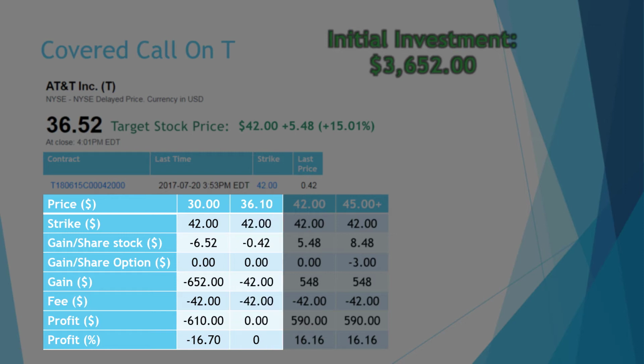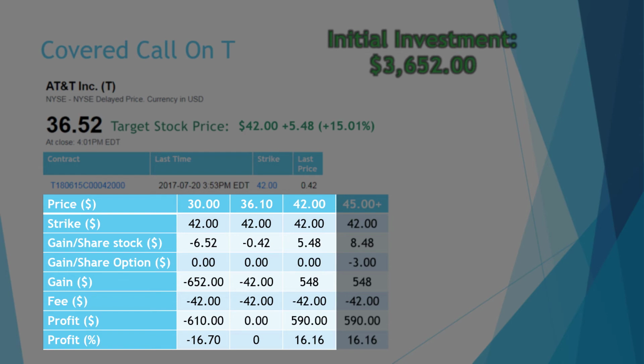At $36.1 per share, the contract will be worthless, but the stock will have a loss of 42 cents per share. With 100 shares, that is $42 unrealized loss. Since I collected $42 in premium, this will be the break-even point. Even though the stock moved 1.15% down, I did not lose a penny.